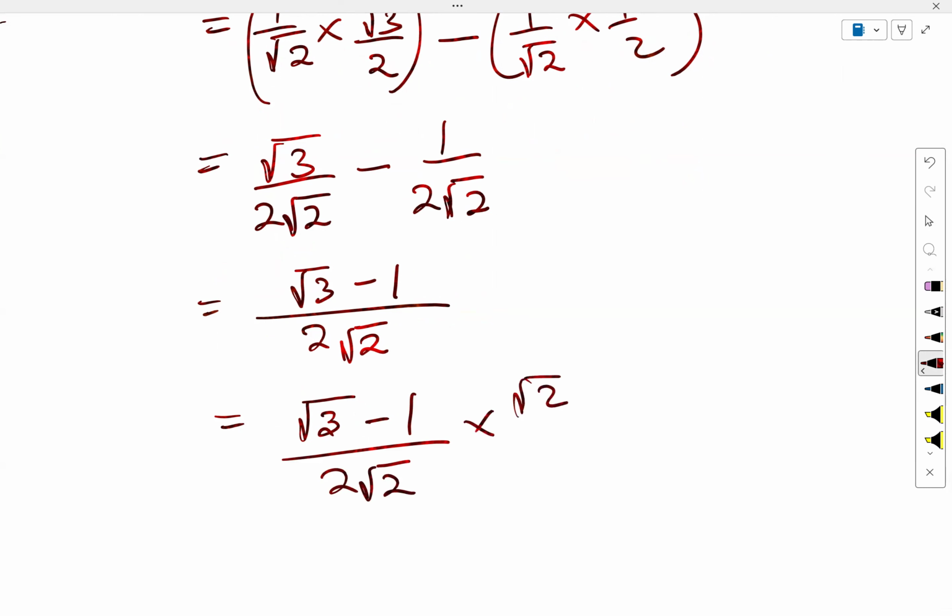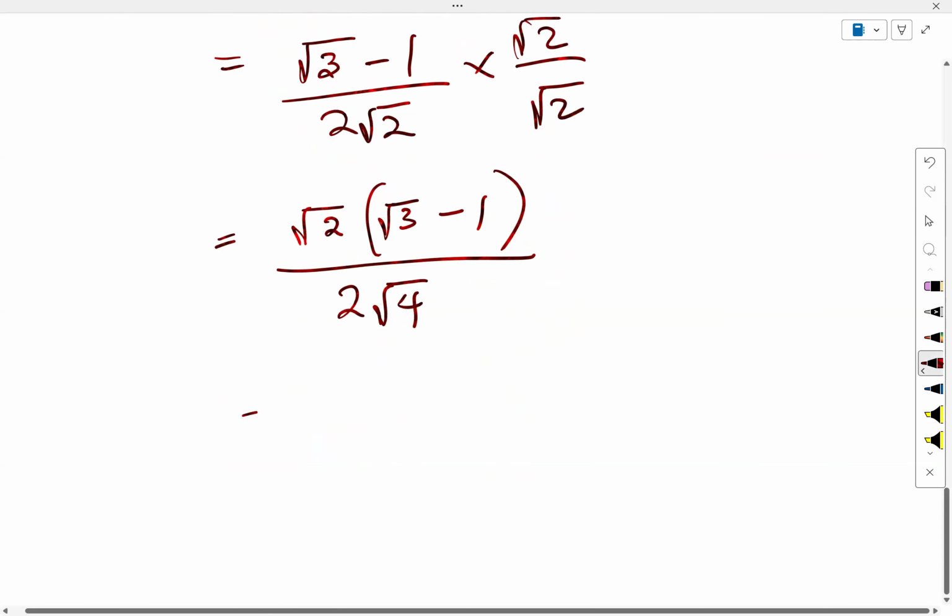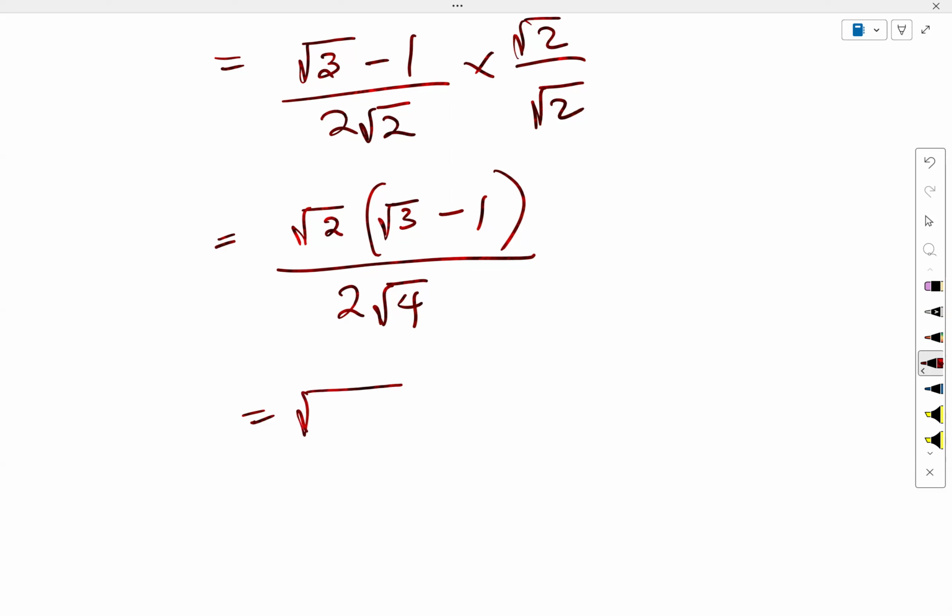So you can go that way. And this simply means that you have root 2 into root 3 minus 1 all over 2 root 2 times root 2. That is 2 root 4, if you like. And of course, that is root 3 times root 3. Now I'm going step by step just to make it very clear. So root 2 times root 3 is root 2 times 3 minus 1 root 2, because both of them are under roots, but 1 is outside. Then here you have 2 times root 4, that's 2.